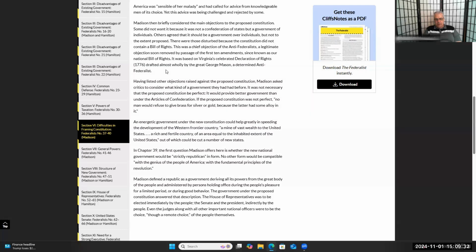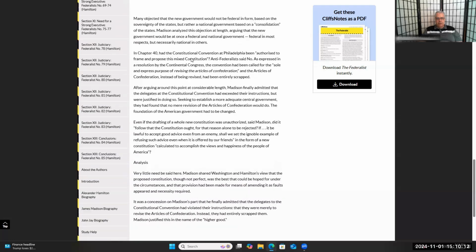The government under the proposed constitution answered that description. The House of Representatives was to be elected immediately by the people, the Senate and the president indirectly by the people, right? So once again, the House is really the House of the people, right? Even the judges, along with other important national officers, were to be the choice through a remote choice of the people themselves. Yeah. So the judges, you're not electing the judges directly, but you're electing individuals such as the president of the United States who will pick judges, right?